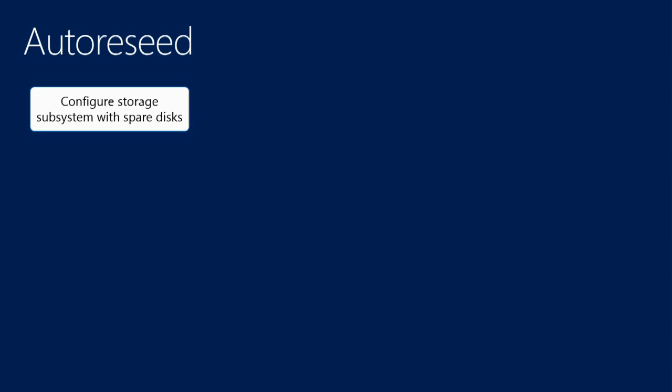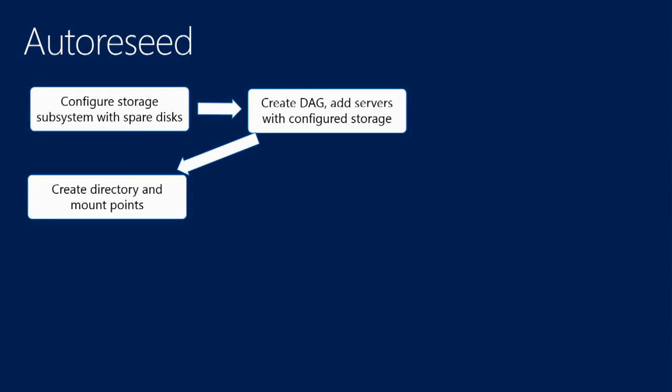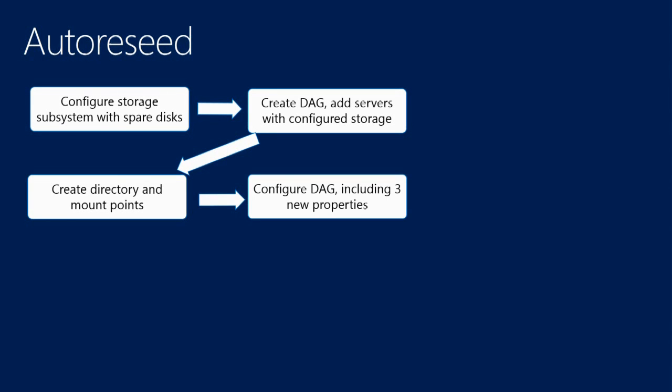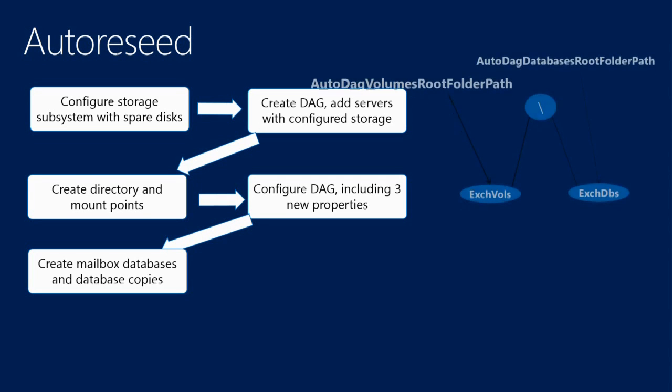So you'll configure the storage subsystem, including your spare disks, and then you'll create the DAG, and the servers whose storage you just configured, you will add them to the DAG. It's very similar to what you would do before. And then you'd create a directory and mount point structure, which I'll show you in a minute. This is new, and this is hard-coded into Exchange, so you have to do it exactly the way I'm going to show you. Then you'll configure the DAG, and there are 3 new DAG properties that you have to configure for auto reseed. And then, just like you would with any DAG, you'll create your mailbox databases and your database copies. All right, let's look a little bit deeper at that structure now.